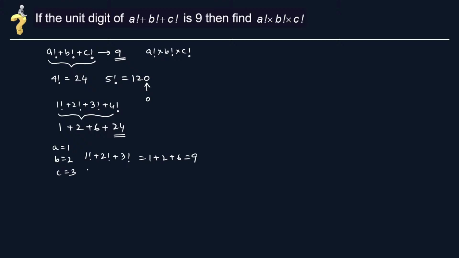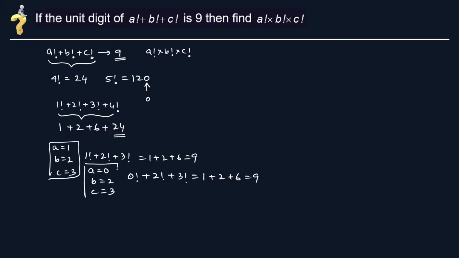Or you can take any one of these values as 0, b as 2, c as 3. Then also you are getting factorial 0 plus factorial 2 plus factorial 3, which is again coming to what? 9 only. So these are the only 2 cases where the unit digit will be equal to 9. There are no other values of a, b, c which, if you add those 3, will give you the unit digit as 9.